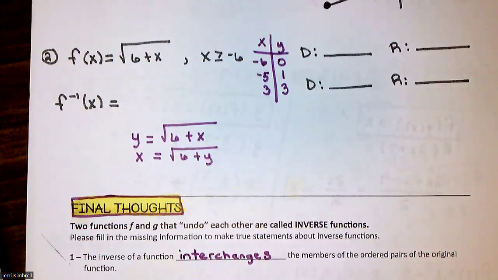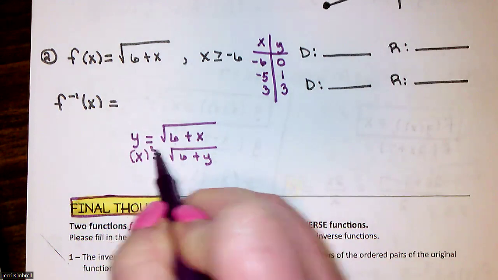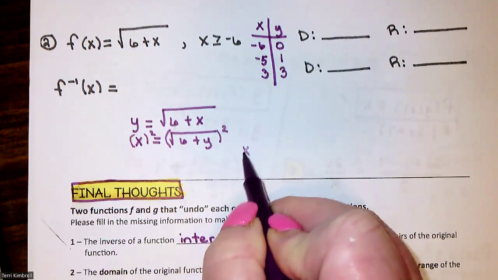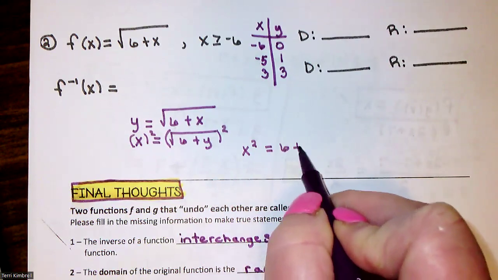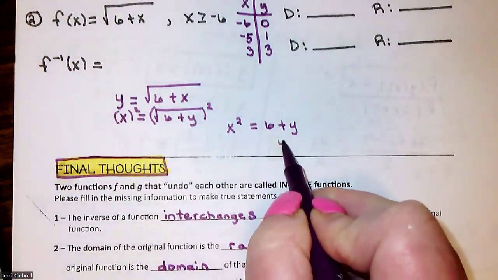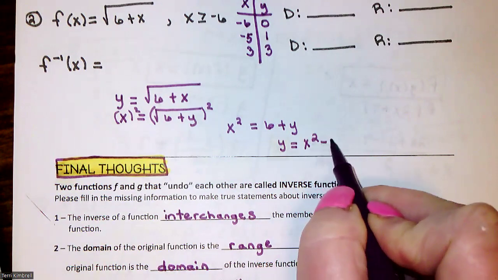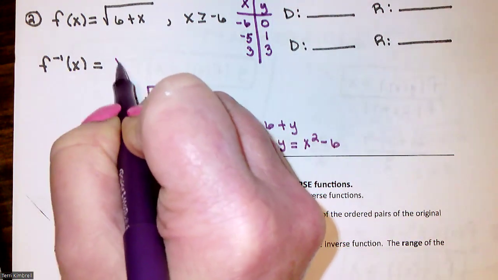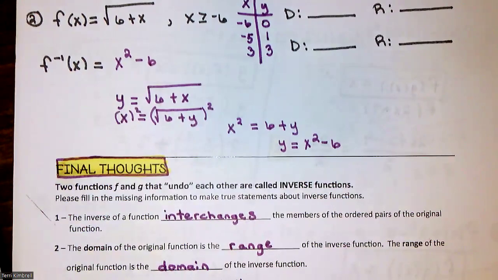And now to get rid of a square root, I'm going to square both sides. So I get x to the second equals 6 plus y. And then I will come up with y equals x to the second minus 6. So the inverse is x to the second minus 6.